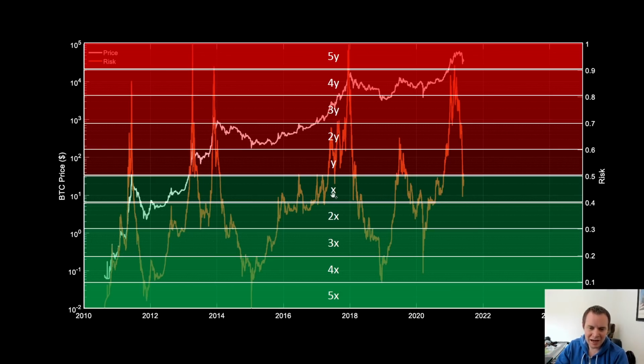Let's say you're putting in X when it's between the 0.4 to 0.5 risk band. If it goes down to a lower risk band, maybe you raise that. So maybe you're putting in, let's say, $100 here. And then what if it goes down here? Then maybe you're putting in $200. If it goes down here, you're putting in $300, and so on and so forth. That way, if the risk goes down and the price is dropping, you're putting in more.